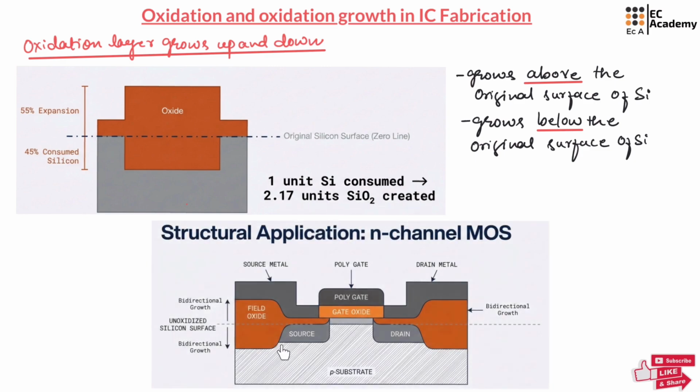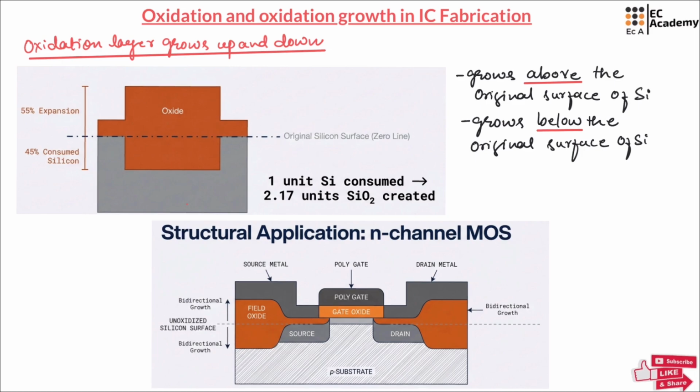So if you look at the structure of the N-channel MOSFET, you can see the field oxide, which is projecting upwards and downwards on the P substrate. So this is the silicon wafer on which the silicon dioxide is formed. From this structure, we can understand that it will not just grow above the surface, it will also dig into the surface and it will grow below the surface.